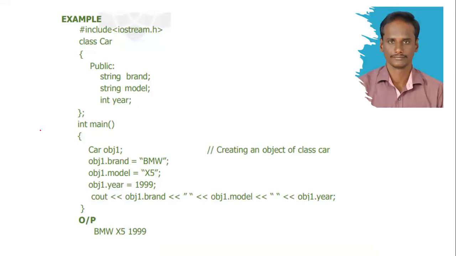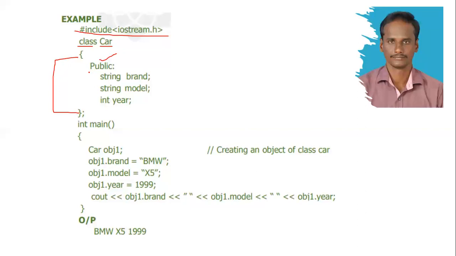Let us see. We know that we use #include <iostream.h>. Because of C++, we have used the iostream.h header file for basic input output stream operations. So here class is the keyword. The class name is car, with an open brace and a close brace ending with a semicolon. Inside, we are defining some properties with the access specifier. Here I have used public as the access specifier.